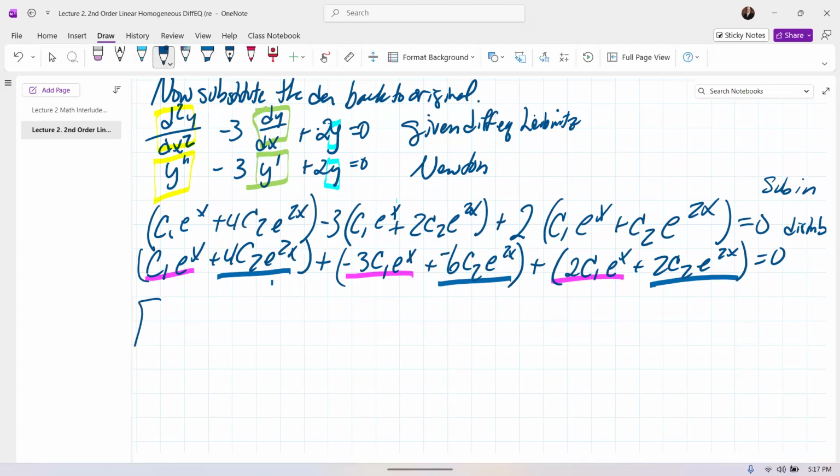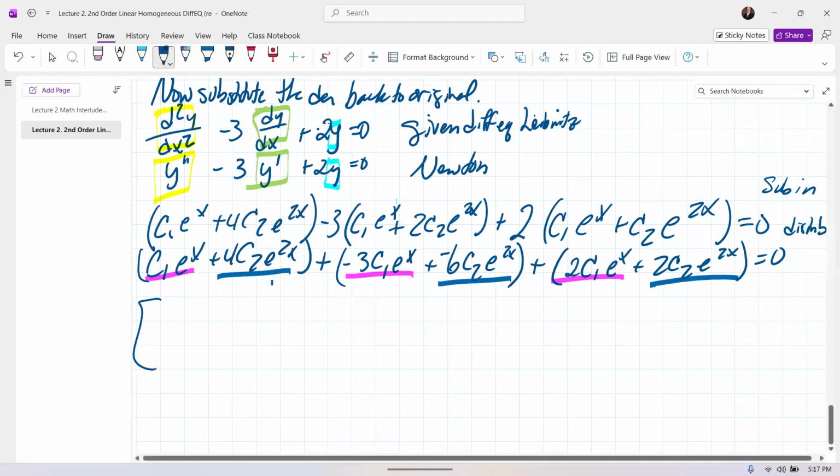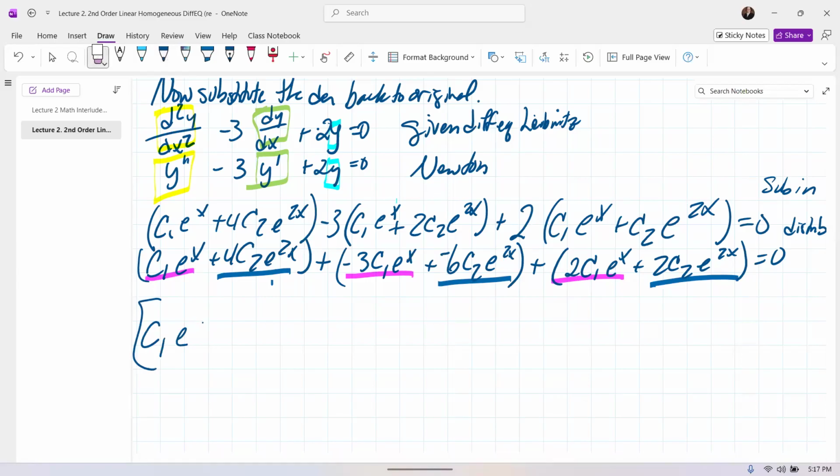I'm going to use square parentheses to make it different from what I did before. C1 e to the x, to the x, minus 3C1 e to the x plus 2C1 e to the x. So you can see all these terms can be removed from the parentheses. I'm skipping the step of removing the parentheses, but it's identical to the line that I wrote above here.